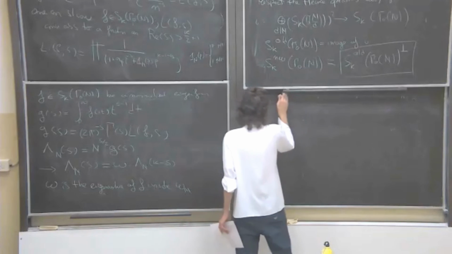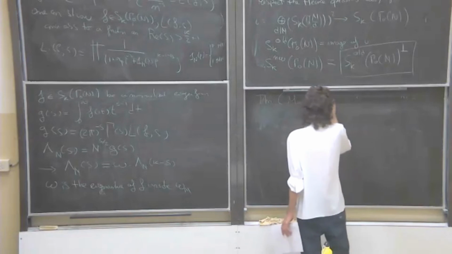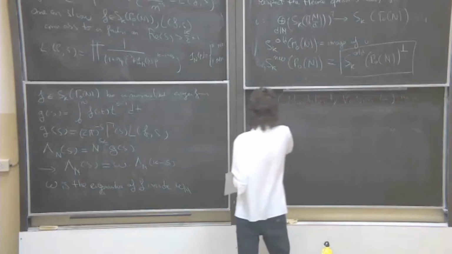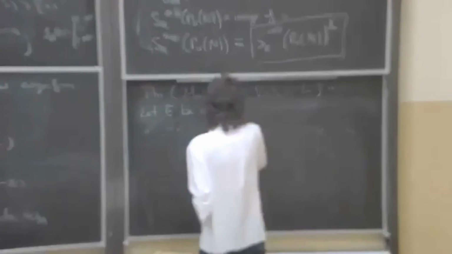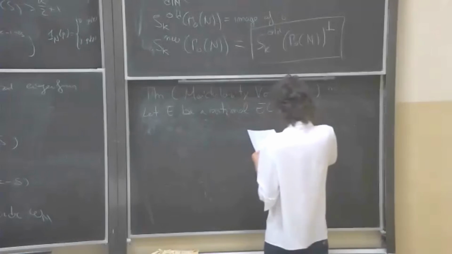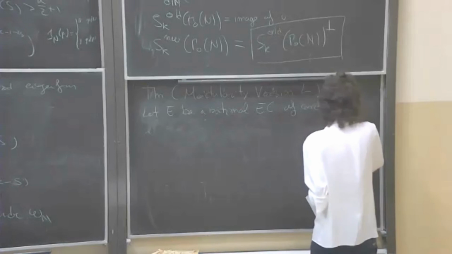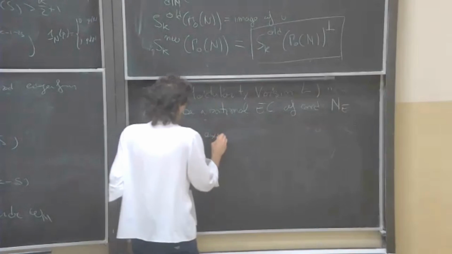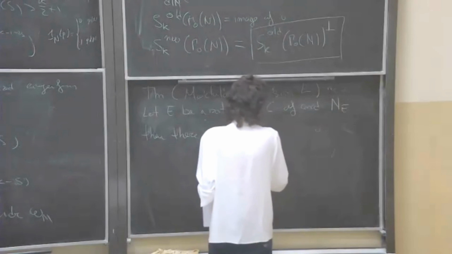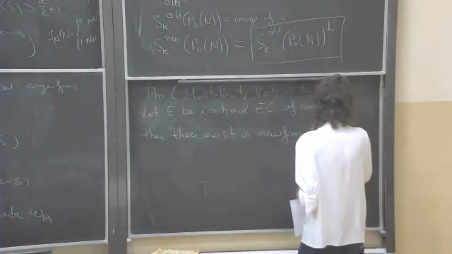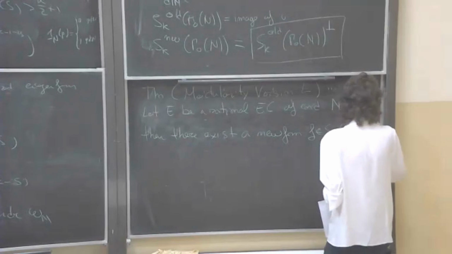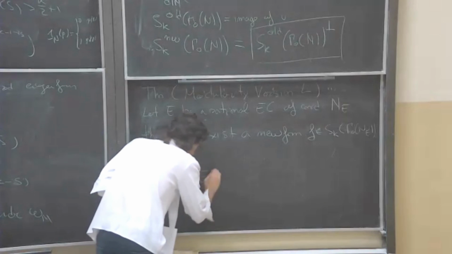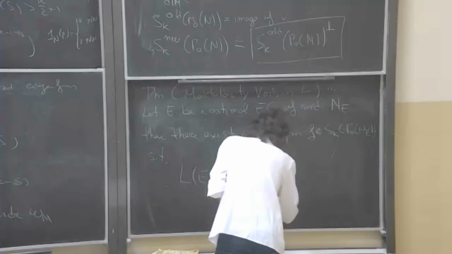Theorem. Modularity, version L. Let E be a rational elliptic curve of conductor N_E, then there exists a newform f in S_2(Gamma_0(N_E)) such that L(E, s) equals L(f, s).